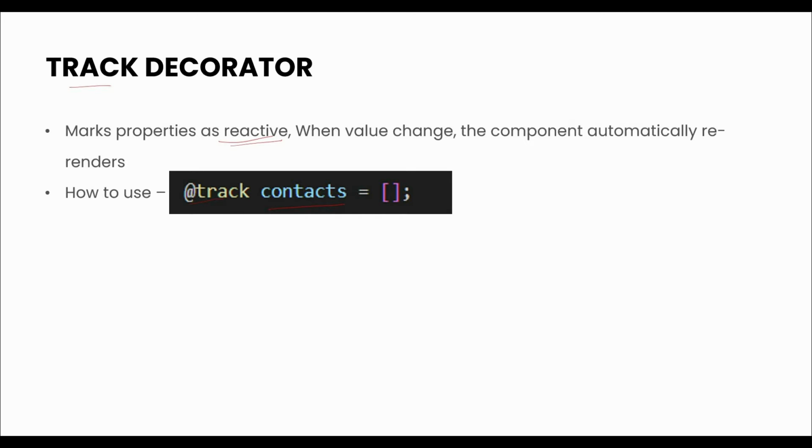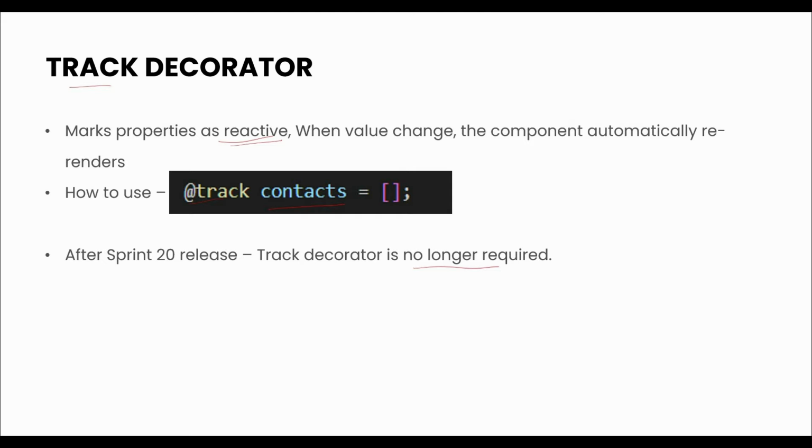So this is how we can make properties reactive in LWC. But Salesforce introduced a major update, and as per that, the track decorator is no longer required to make properties reactive. All the properties are reactive by default, which means we don't additionally need to add the track decorator with properties. So now, if you are working on an LWC component, the track decorator is not required to make properties reactive. Properties are by default reactive now.